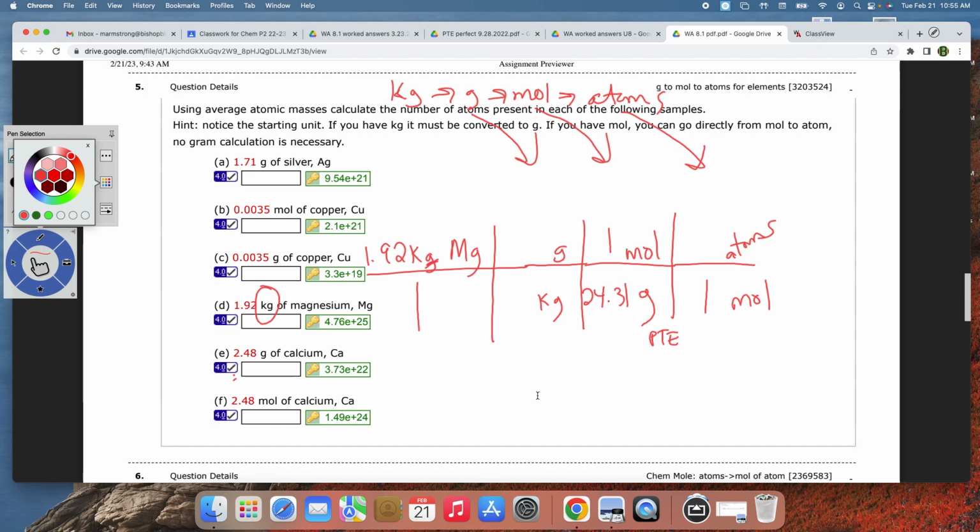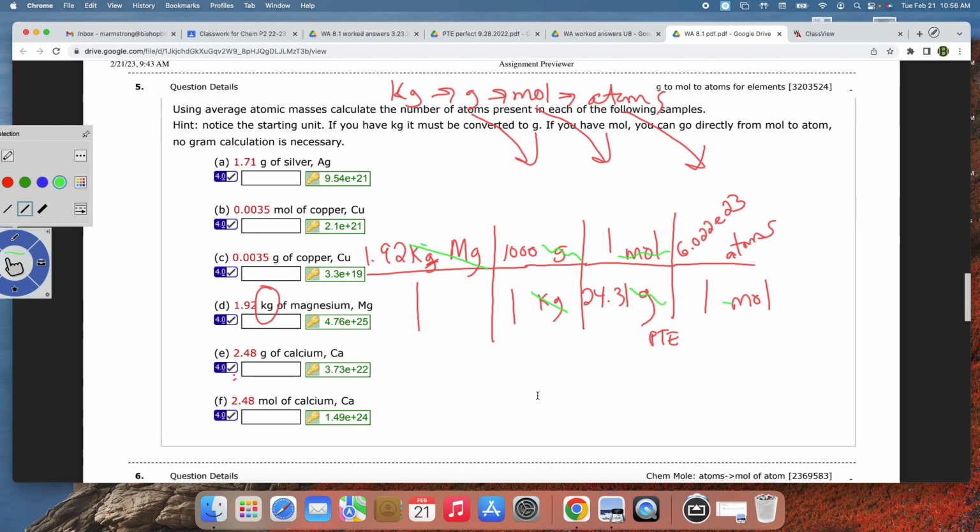I bounce around. And I know atoms is Avogadro's number, and 1 kilogram is 1,000 grams. You may have to look that up on a sheet, or you just may know that. And then I'm going to go through and cancel my units, kilograms, cancel kilograms, grams, cancel grams, moles, slices out the moles. I'm left with atoms.